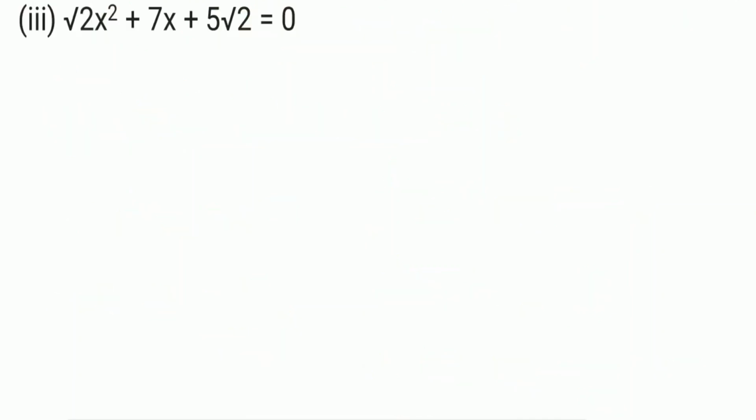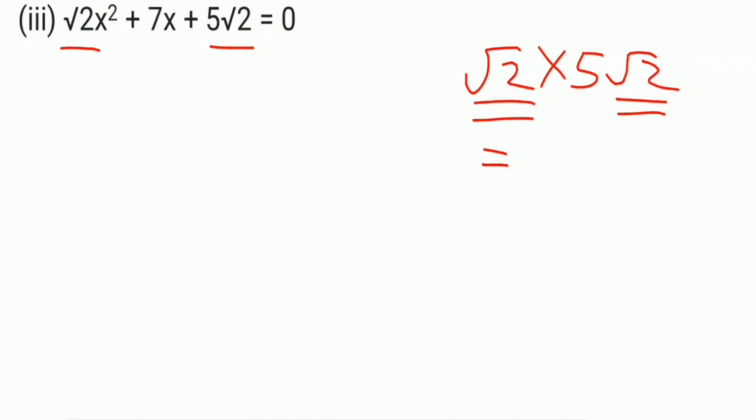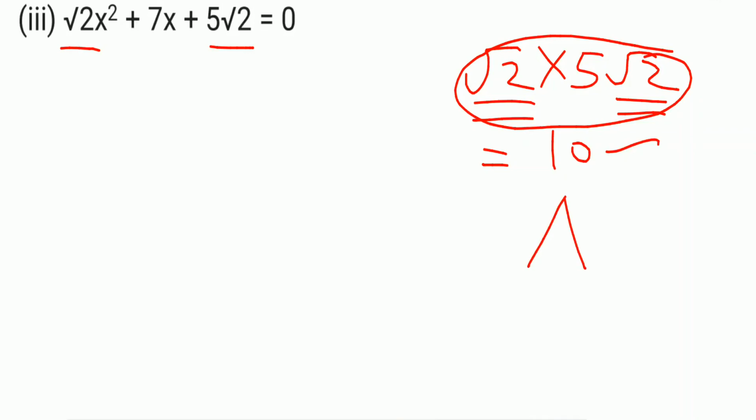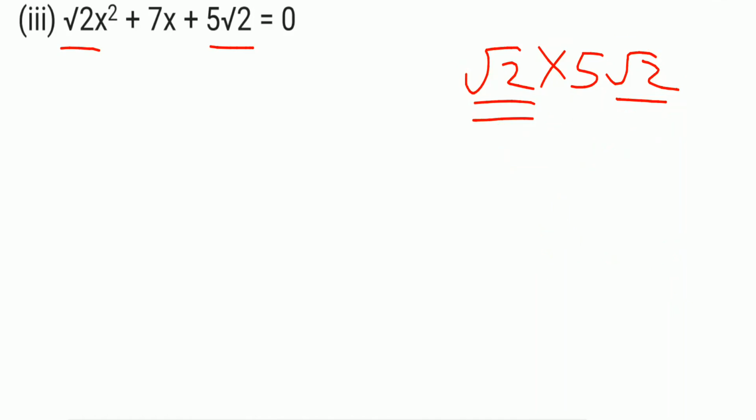Let us move towards the another question. Now this question, once again you see coefficient of x square is root 2 and this is the constant number 5 root 2. So here if I write down root 2 into 5 root 2. So root 2 and root 2 becomes 2. Answer comes as 2 into 5 is 10. So product supposed to be what? Product supposed to be 10. So we have to choose two numbers whose product is 10 and sum supposed to be what? 7. Right? So here just I will remove all those things from here.